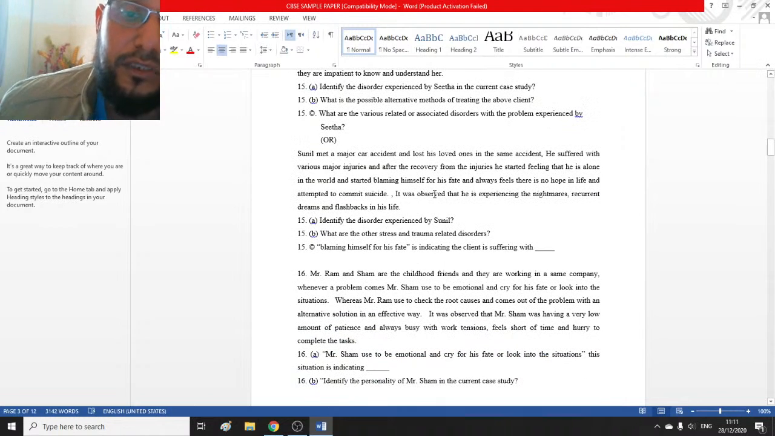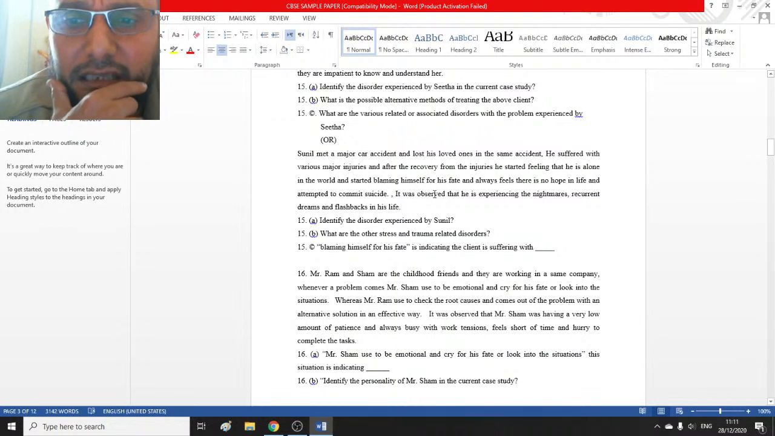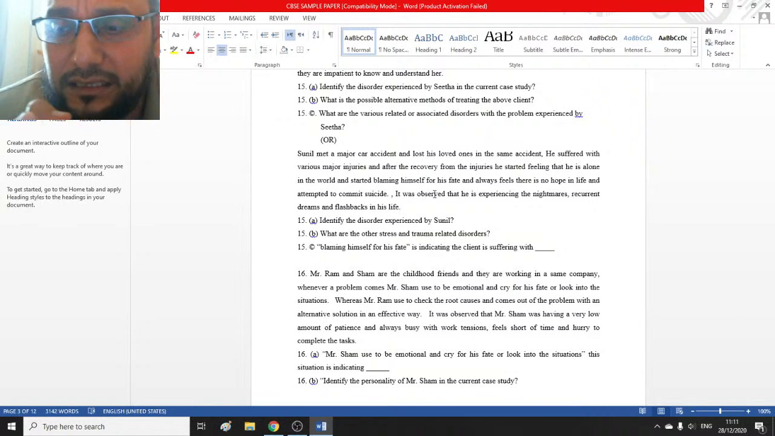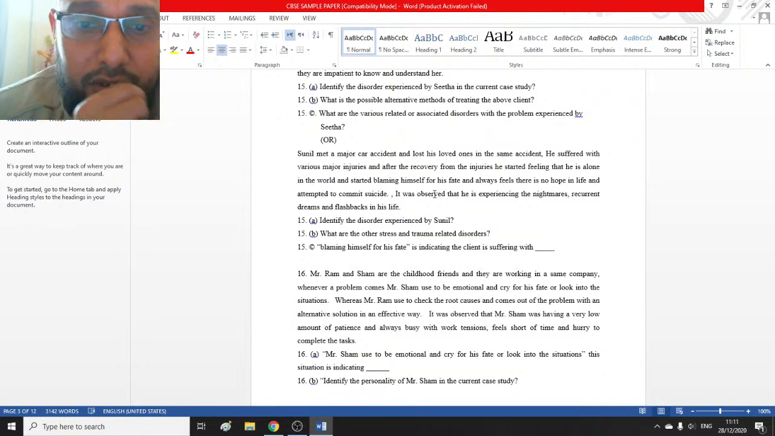Now, our question is: Sunil met a major car accident and lost his loved ones in the same accident. So you can understand here, the major car accident is a trauma or a traumatic event in the life of Sunil. He suffered various major injuries, and after recovery from the injuries, he started feeling that he is alone in the world and started blaming himself for his fate and always feels there is no hope in life. And he tried for suicide, you see. It was observed that he is experiencing nightmares, recurrent dreams, flashbacks in his life. Identify the disorder which is experienced by Sunil. It is PTSD.